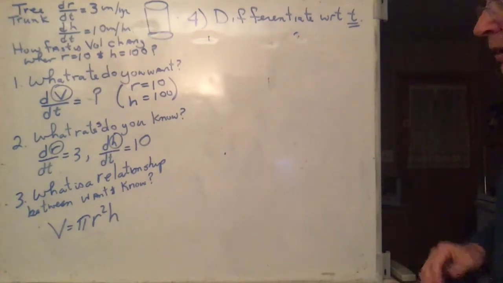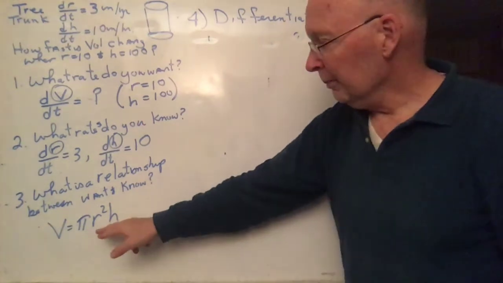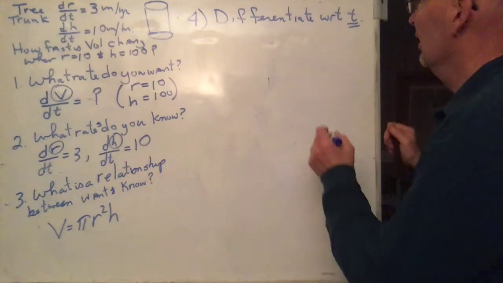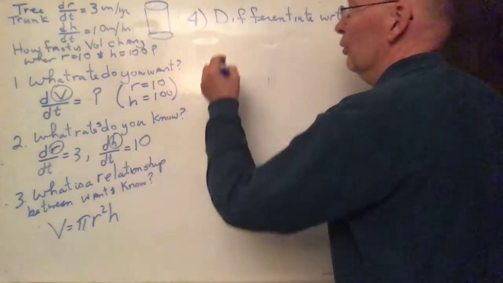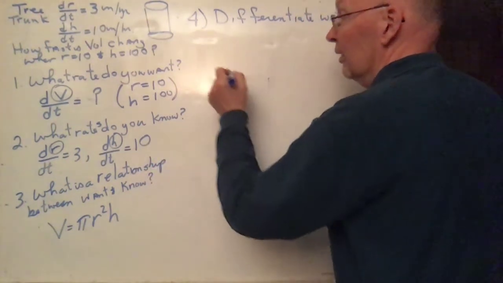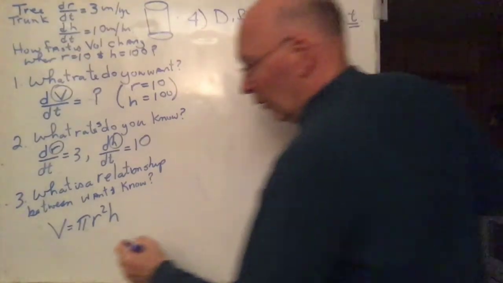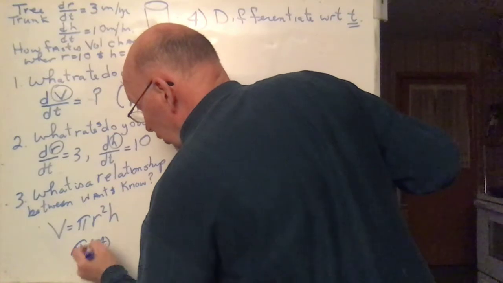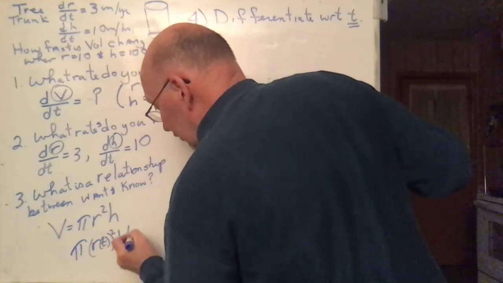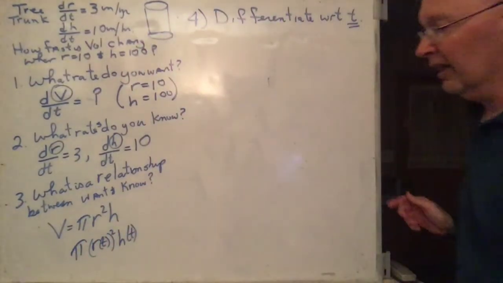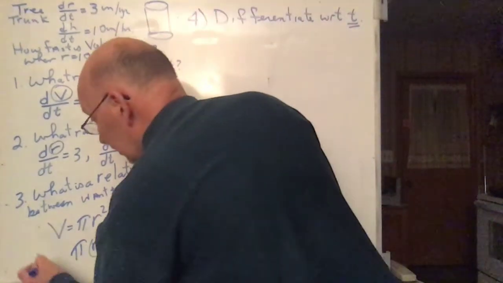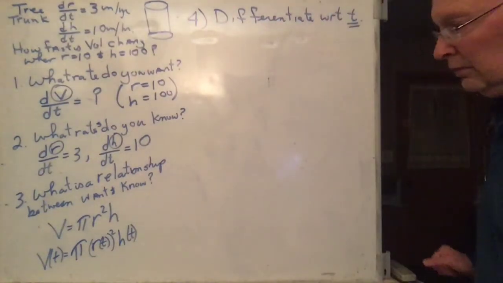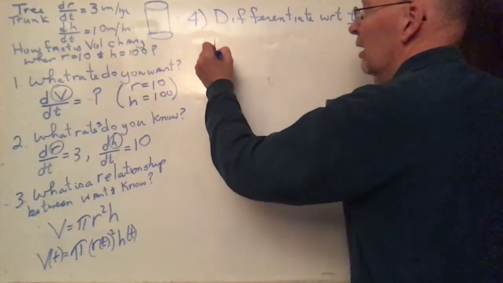Differentiate. Well, I like this problem because it tests whether you remember that you need, in this case, to use the product rule. Let's do it. So again, if I want to, I can write pi times r of t, quantity squared, times h of t. If it helps you to do that, write them like that, because these are all functions of t, and this is V of t.